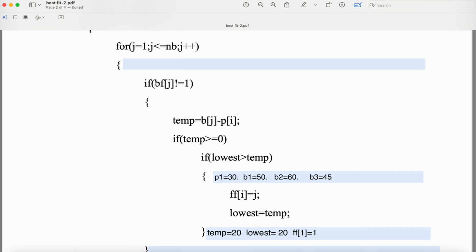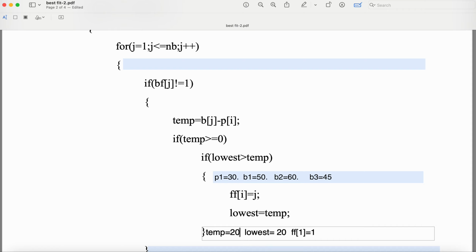Next, if BF of j is not equal to 1. Initially BF of 1, 2, 3 are all 0 only. So BF of 2 is not equal to 1. Yes, the condition is true, because initially it contains 0. So what will happen now? Temp equal to B of j minus P of i.